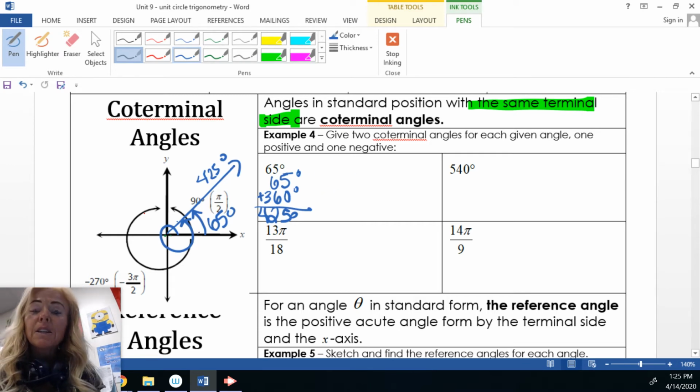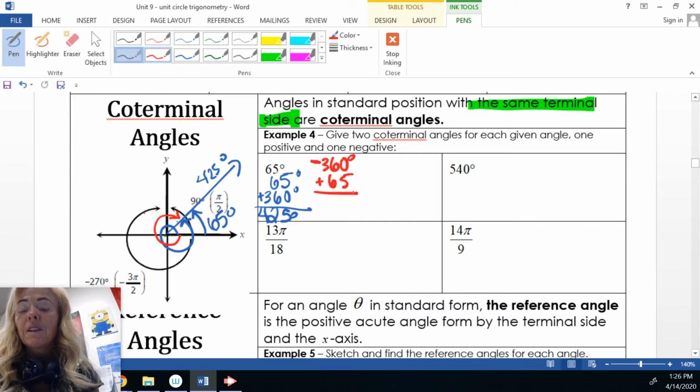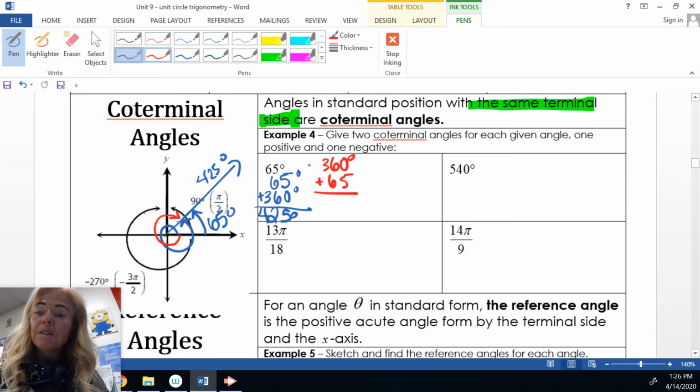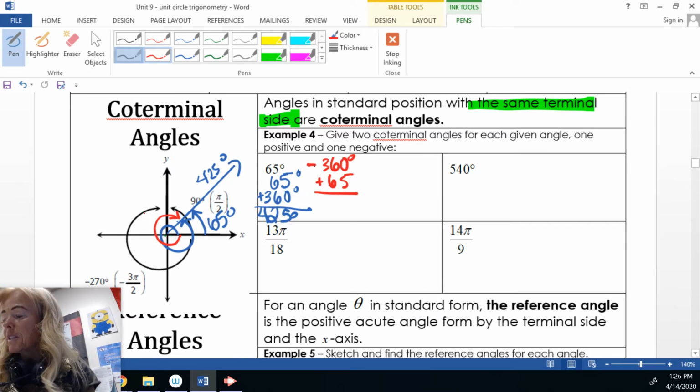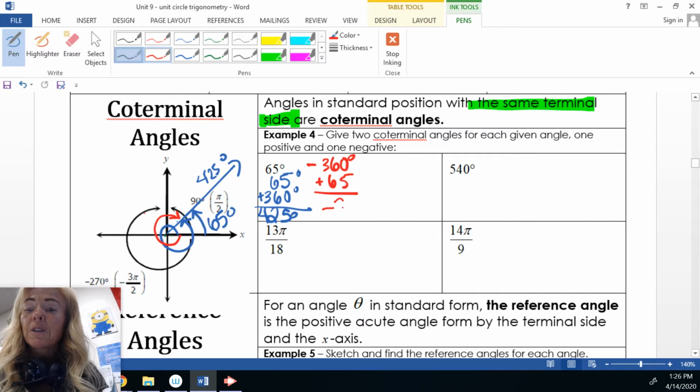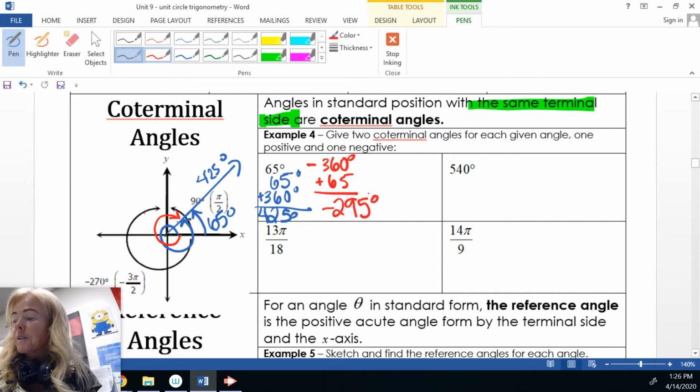And then the other one is if I just travel in the negative direction around till I hit right there. And to find that one, we would take negative 360 degrees and add 65 to it. And when we do that, negative 360 plus 65 is negative 295 degrees. All right, so those are the two angles that are coterminal to 65 degrees, one positive and one negative. Of course, we can continue to add 360 degrees and get more if we want.